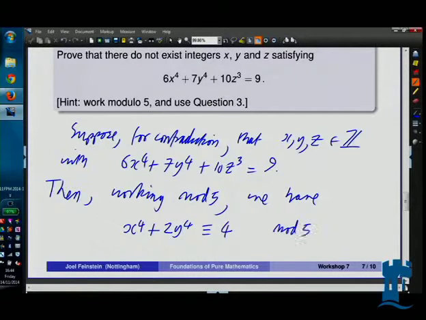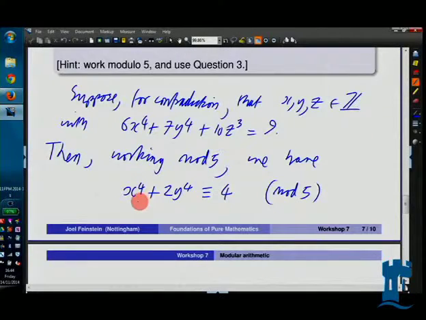But we know that x to the fourth is 0 or 1, and y to the fourth is 0 or 1, so 2y to the fourth is 0 or 2, which means we're trying to add 0 or 1 to 0 or 2 and get 4, which doesn't work. So let's see how we might say that.